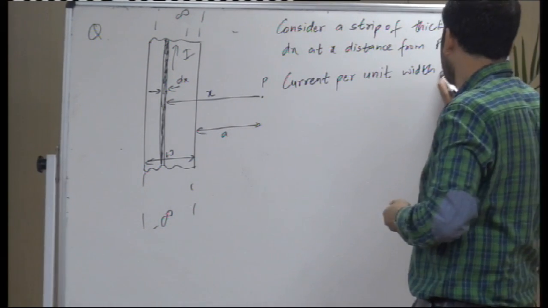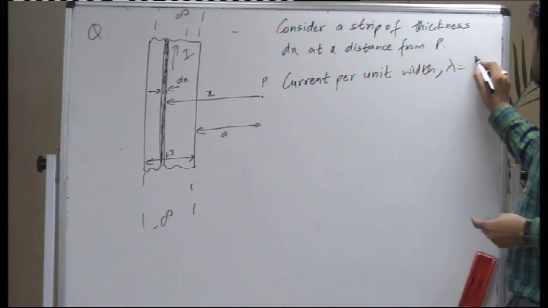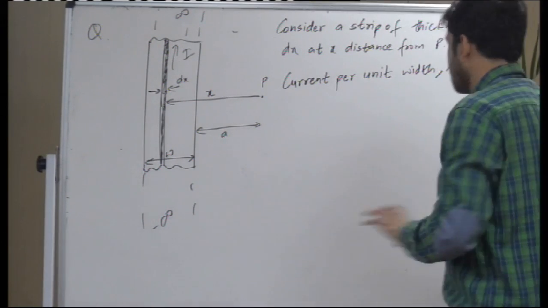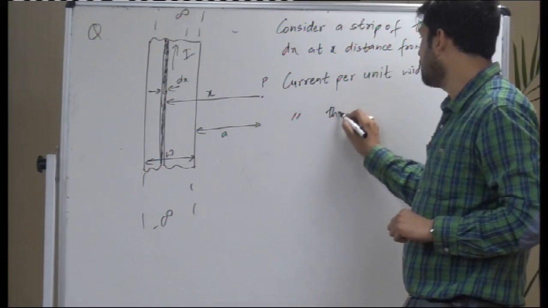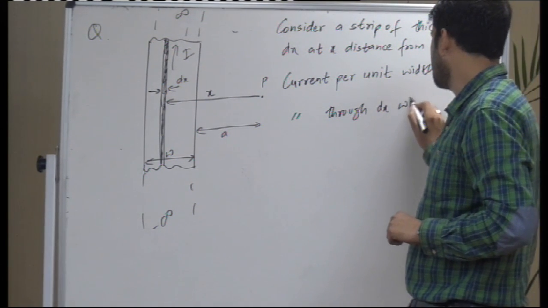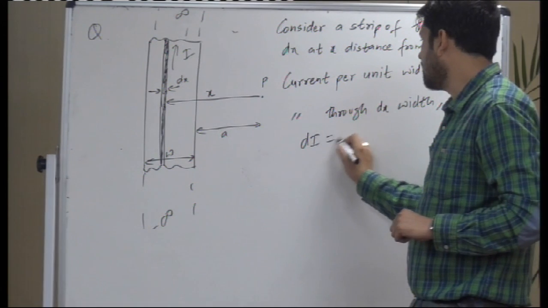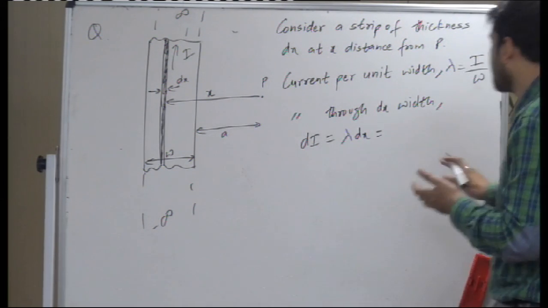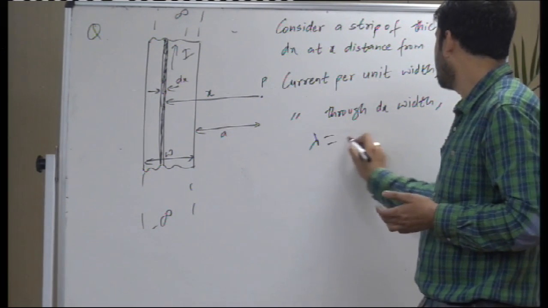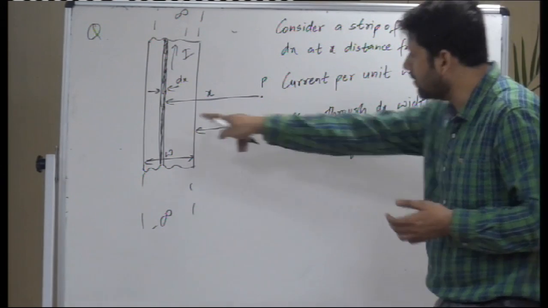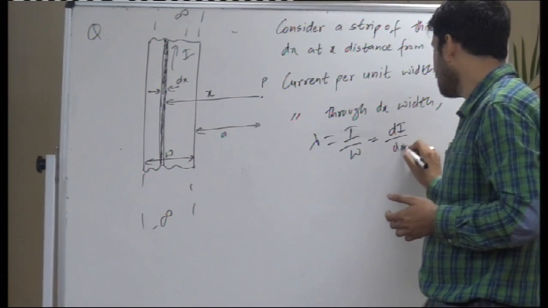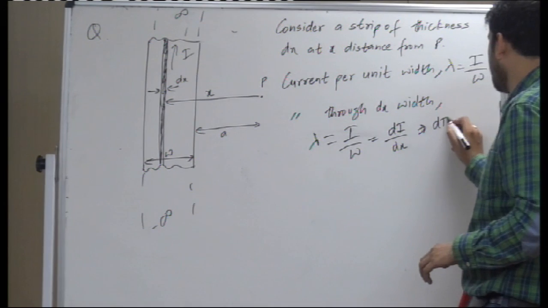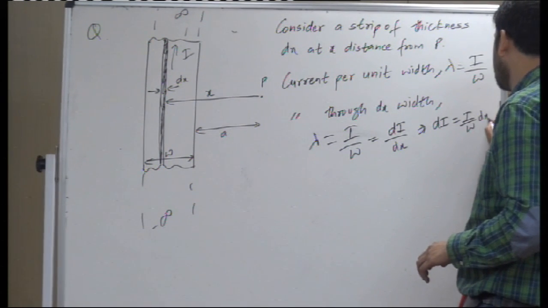How much would it be? Let's call it lambda. It would be I by W. We are assuming that current is uniformly spread over the width. So current through dx width is how much? di is lambda into dx. Can you think that the current per unit width for the whole width and for a small portion would be the same value, because we assume the current is uniform, right? So this gives us di as I by W into dx.